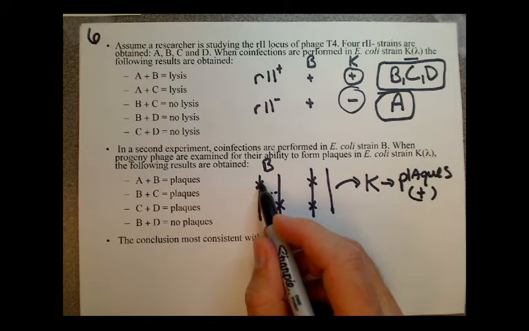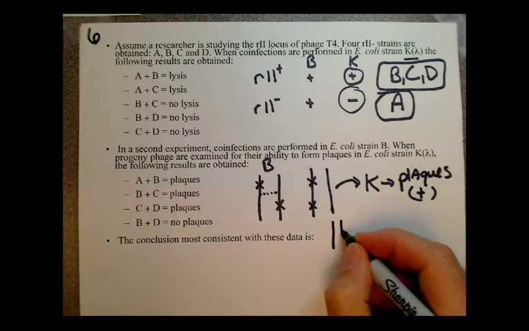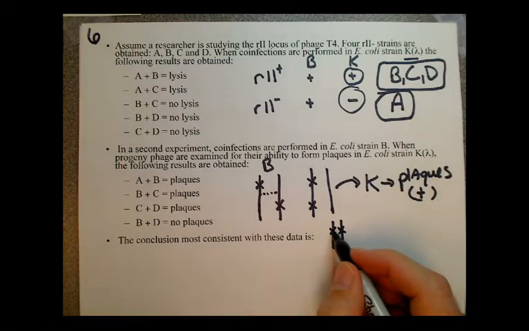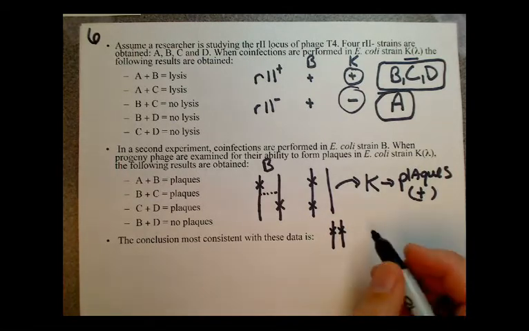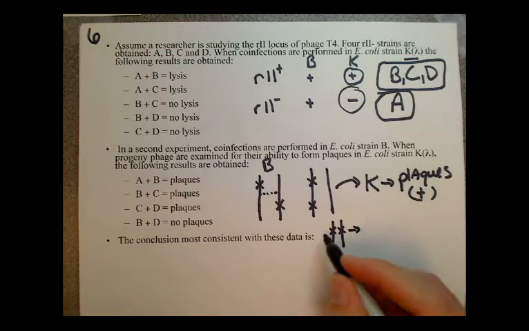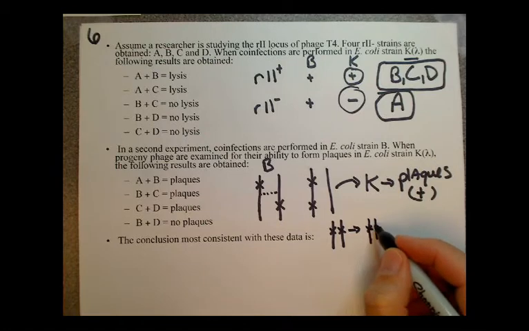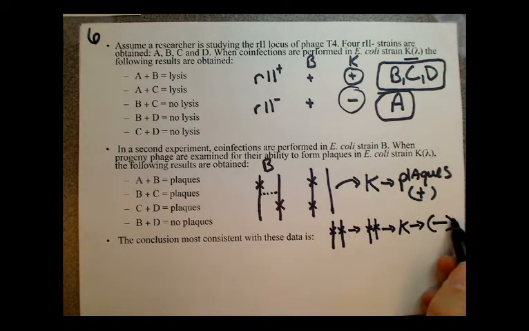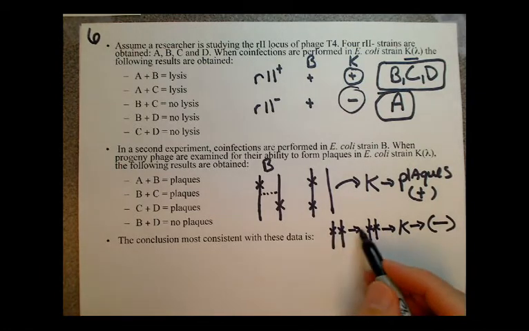However, if these two mutations are in the same place, and it could be that one's, say, a point mutation and one's a deletion, but if they both affect the same sequence, so that neither one of these chromosomes contain the wild-type sequence anymore, then there's no way for these things to recombine to give you a wild-type sequence, and you're stuck with only the mutant sequences. So when you put these into strain K, then, you will get no plaques. And this is an indication, getting no plaques, that there are mutations in the same place.